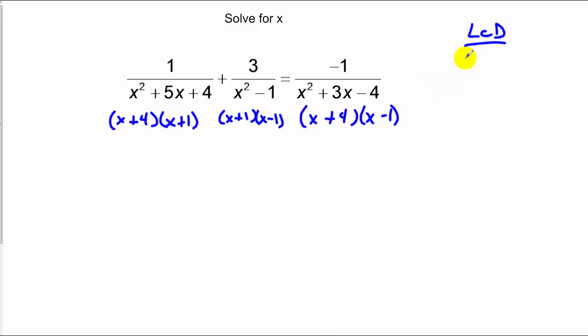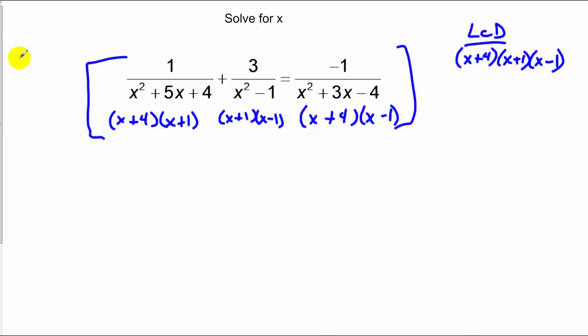I need an x plus 4. I'm going to need an x plus 1. And it looks like I'm going to need an x minus 1. I'll multiply both sides of the equation by that LCD of x plus 4, x plus 1, and x minus 1.